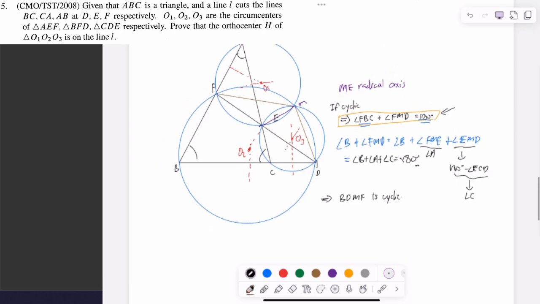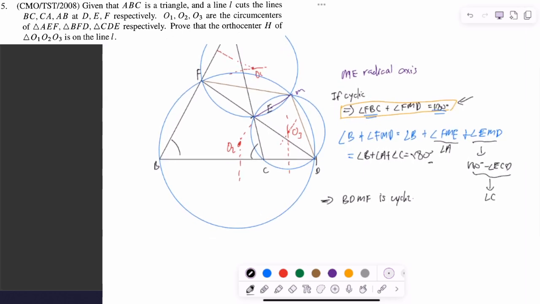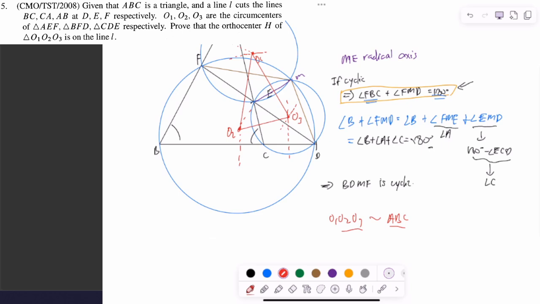So basically, right now we will try to prove that triangle O1, O2, O3 is similar to ABC. So I'm talking about triangles here.